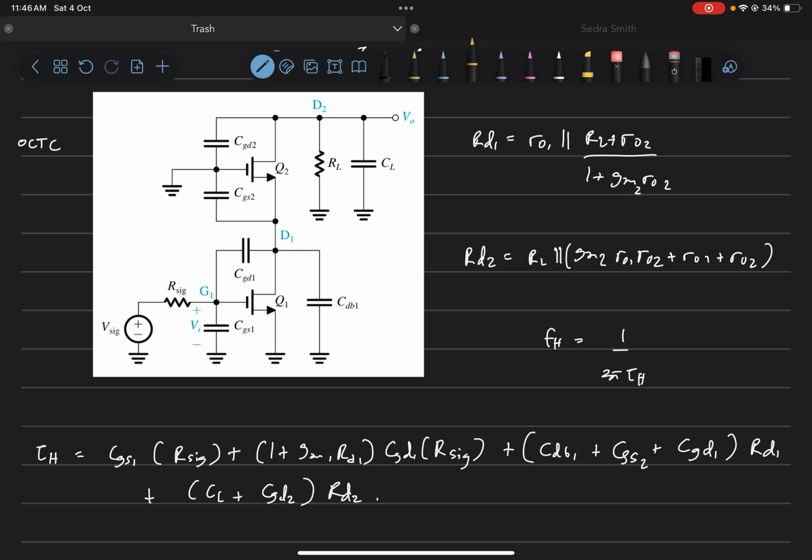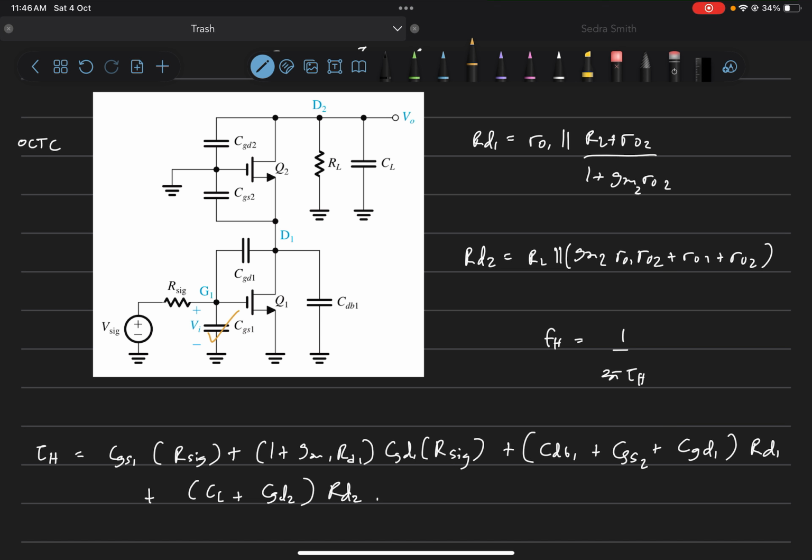So let's say first of all we consider CGS1. When we consider CGS1, we'll open circuit all the other capacitors. So this will be open, this will be open, this will be open, and this will be open. We'll only focus on CGS1. What will be the impedance looking from G1 to ground? That will be the Thevenin resistance for CGS1 in order to calculate tau CGS1. That will just be R sig, because CGD1 is open and the impedance at the gate is infinity. So we'll just have R sig with CGS1. Now CGS1 is done.